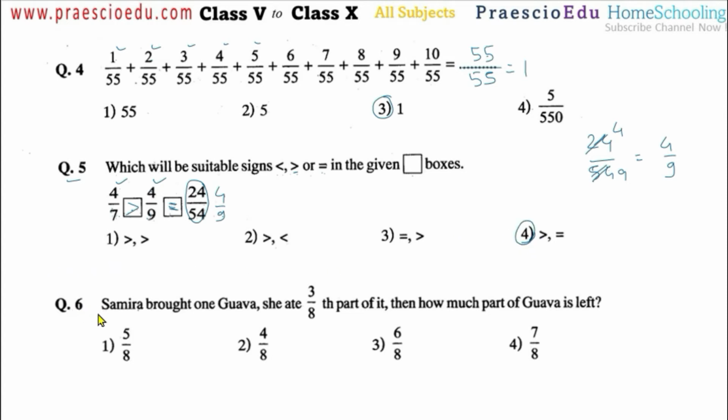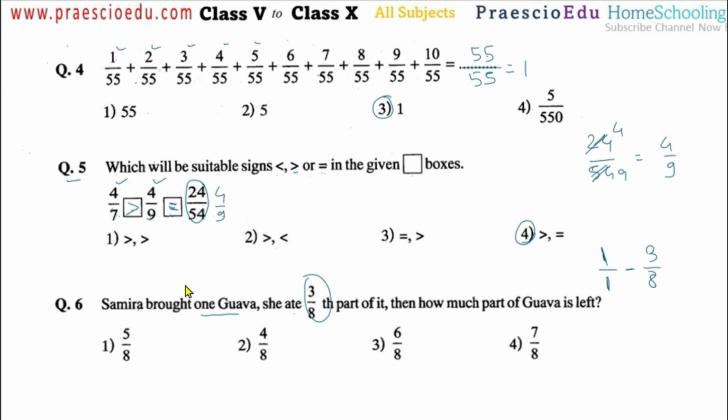Now question number 6: Samira bought one guava and ate 3 by 8 part of it. Then how much part of the guava is left? One guava means one part. We can write it like this, or we can write 1 by 1, also the same meaning. From this one, 3 by 8 has been eaten, meaning this has to be subtracted from this one. Now 1 by 1 minus 3 by 8. So 1 and 8 are the denominators.